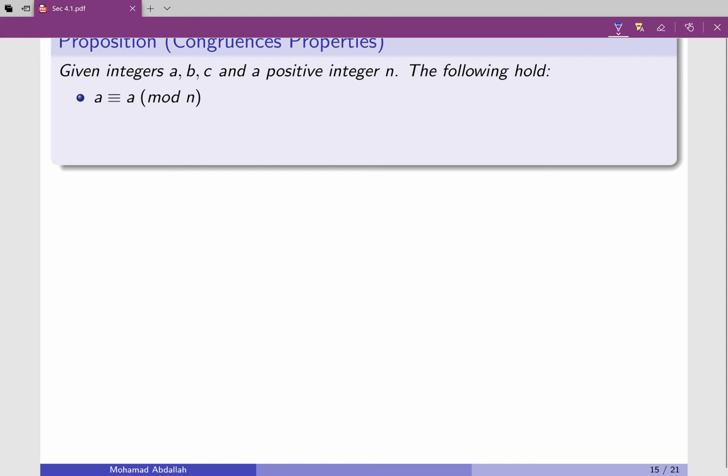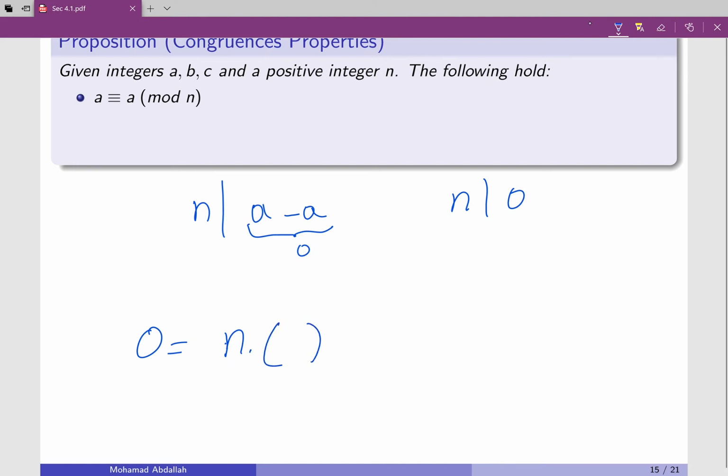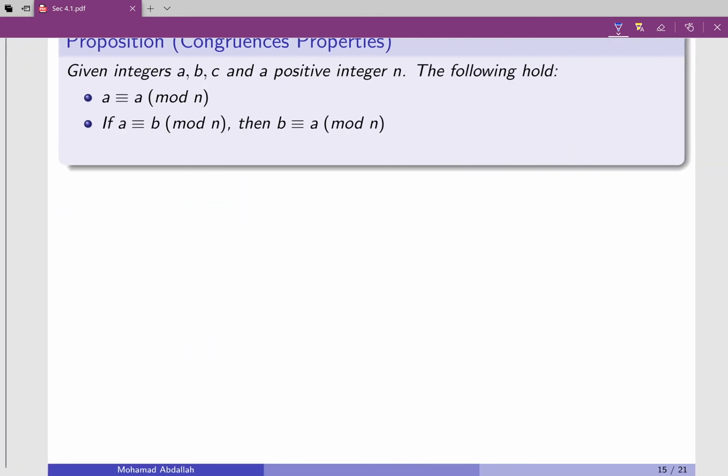Also, you can go with the regular definition: n divides A minus A. Yes, n divides 0. Any non-zero number divides 0. So that's a rule that you can always take. The reason is kind of simple, because if you divide 0 by n, so 0 equals n times the quotient 0 plus the remainder 0. Okay, so any non-zero number divides 0. So this should be fine.